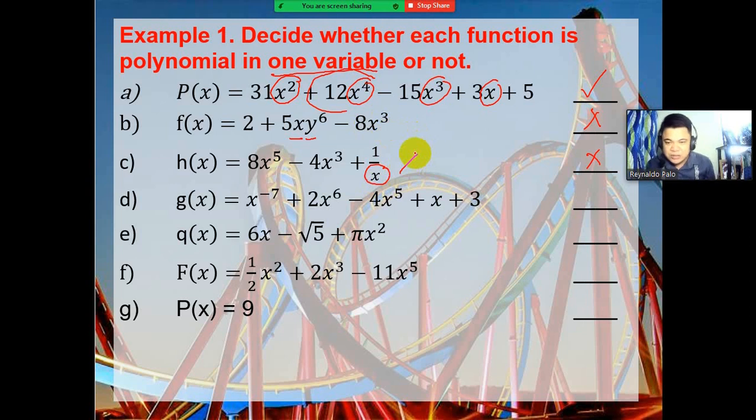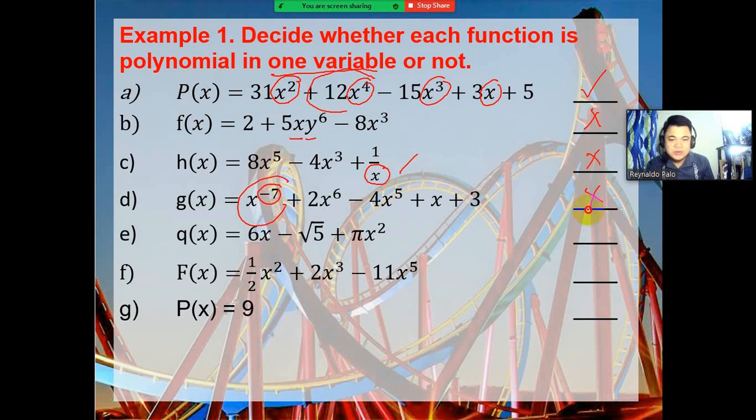Now, let's have letter D. G of x equals x raised to the power of negative 7 plus 2x raised to the 6th power minus 4x raised to the 5th power plus x plus 3. In this case, this is not a polynomial function because of this term, because the variable has an exponent of negative 7. According also to the video, a polynomial must not have a negative exponent in its variable. So in this case, it has negative 7, therefore this is not a polynomial function.